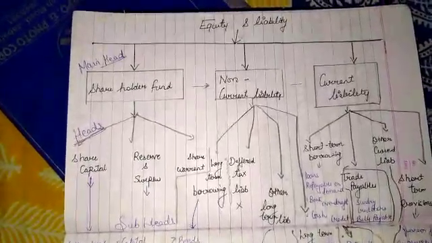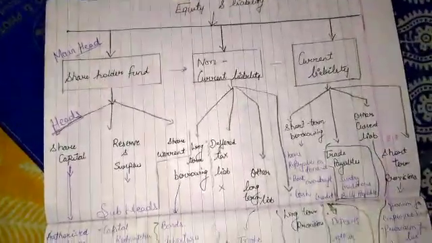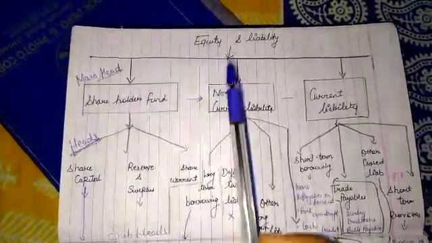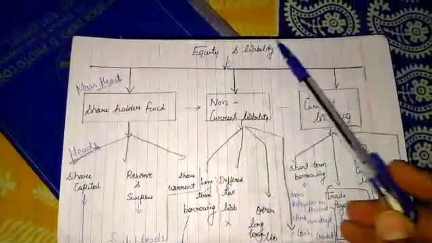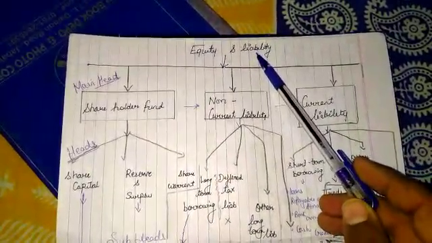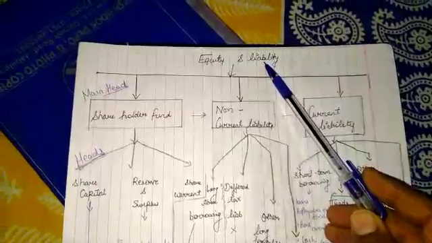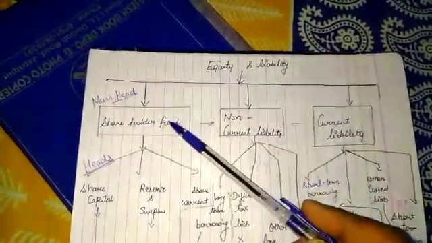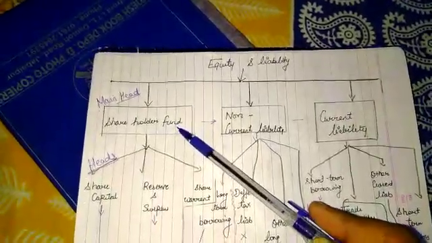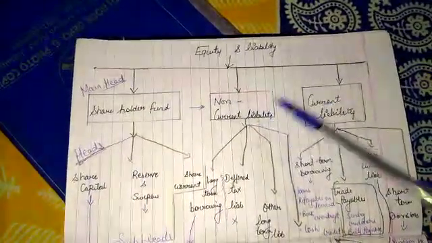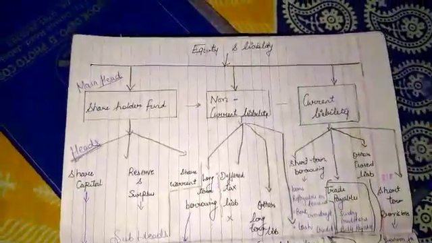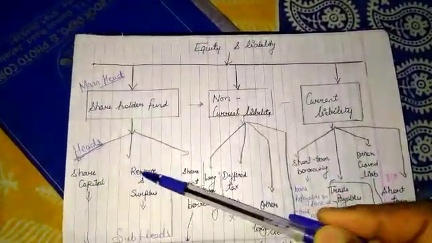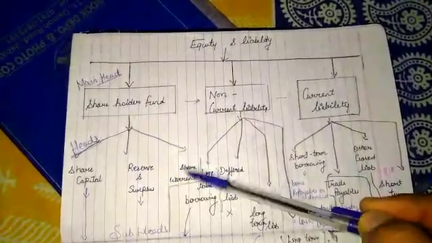Right now, we are discussing the parts of the balance sheet which is given in Schedule 6. First, we are discussing the liabilities part. That is, the main head is equity and liabilities. In equity and liabilities, there are three main heads. First is shareholder fund, second is non-current liability, third is current liability. In shareholder fund, there are three heads: share capital, reserve and surplus, and share warrant.